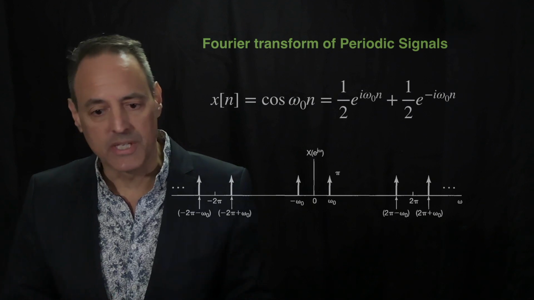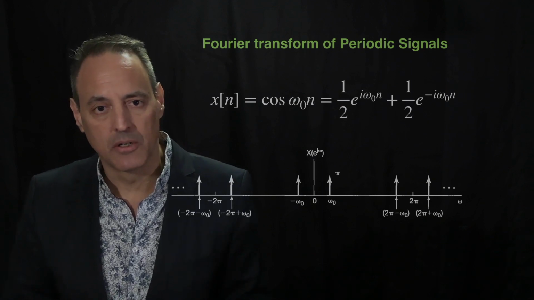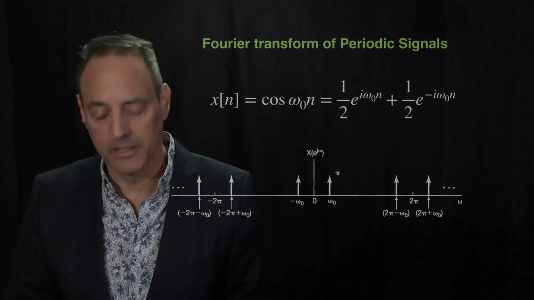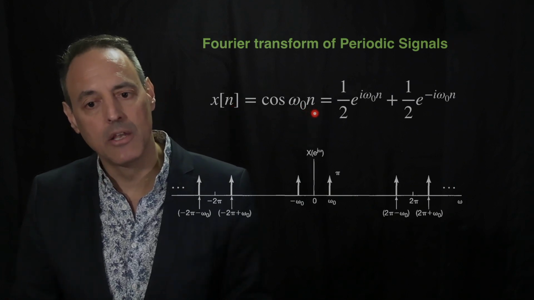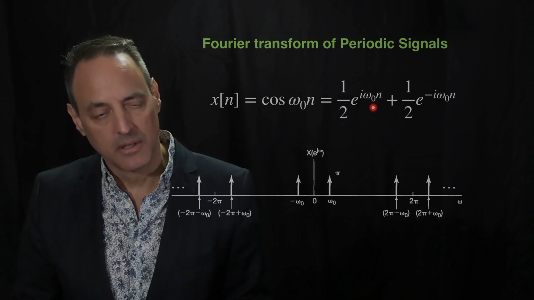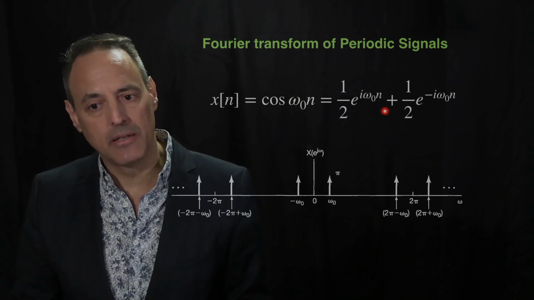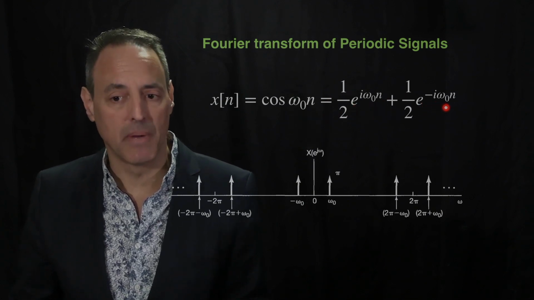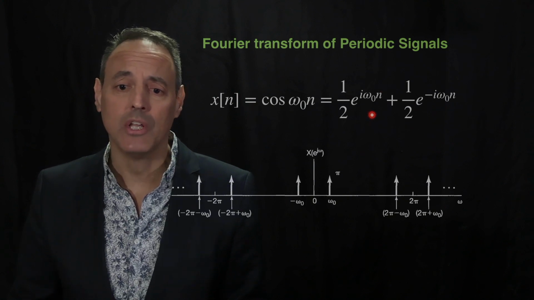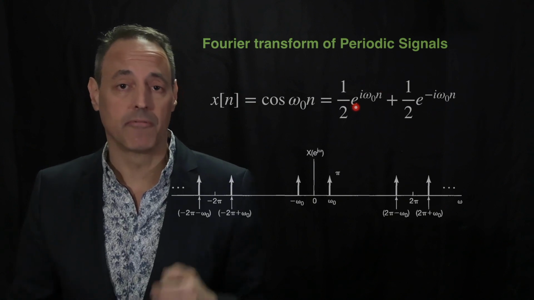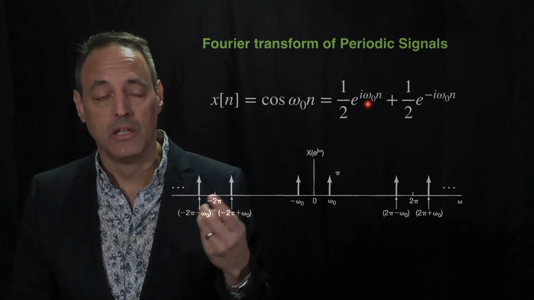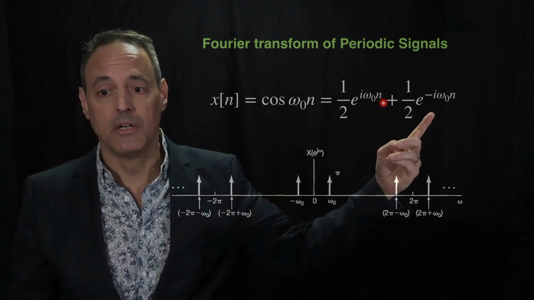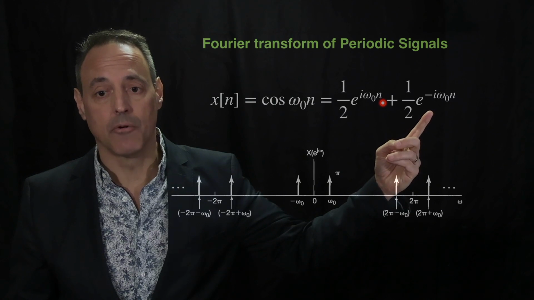Let's do one more example of this, which is our Fourier transform of the cosine. So we take our cosine, x of n is cosine omega naught n, which of course is 1/2 e to the i omega naught n plus 1/2 e to the minus i omega naught n. And so what produces this in the frequency domain is a delta function centered at omega naught. And what produces this other one here is a delta function at negative omega naught.